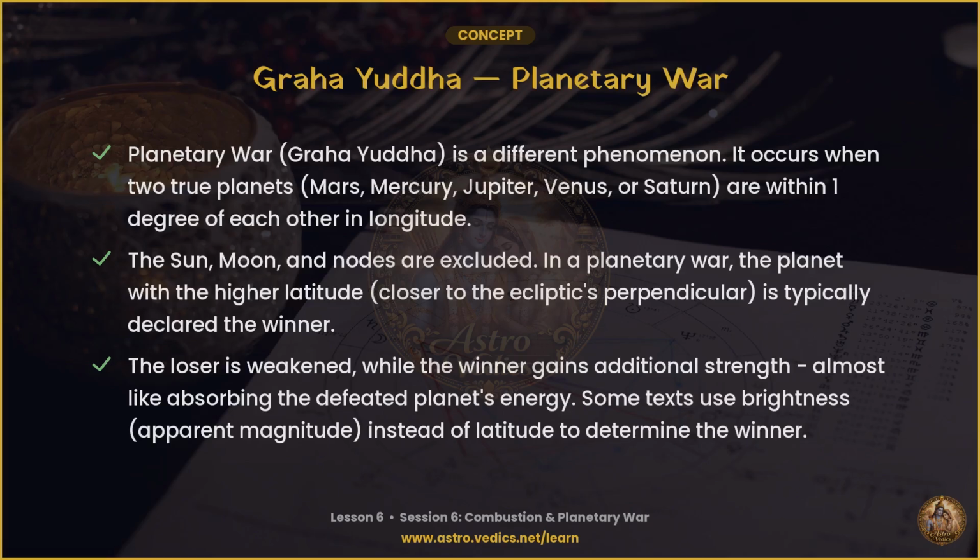Some texts use brightness, apparent magnitude, instead of latitude to determine the winner. Either way, the key principle is the same. When two planets are in extremely tight conjunction, one dominates and the other suffers.